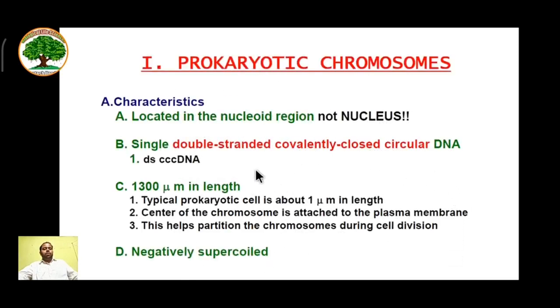Let's see the different characteristics of the prokaryotic chromosome. It is located in the nucleoid region, not a nucleus, since a nucleus is not present here. It is single-stranded or double-stranded, covalently closed circular DNA. It is approximately 1300 micrometers in length, while a typical prokaryotic cell is about 1 micrometer in length. The center of the chromosome is attached to the plasma membrane of the prokaryotic cell. This helps in partitioning the chromosome during cell division, and it is negatively supercoiled.